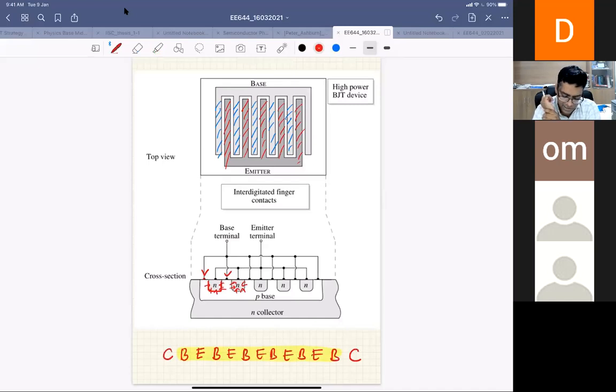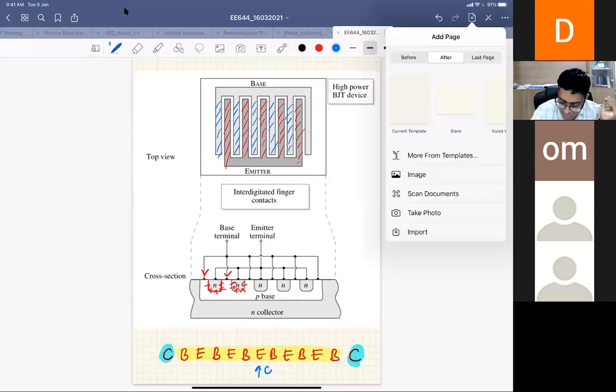This is a very commonly used technique to draw, to lay out the bipolar junction transistor. Here you see I have the collectors at the side, and I have made the base and emitter fingers side by side. In many cases I can also insert a collector in between, so I could have CBEB.